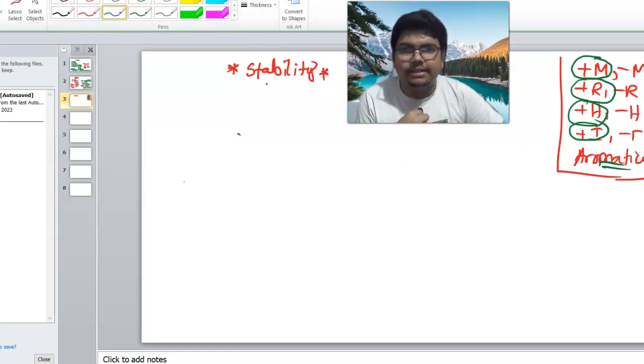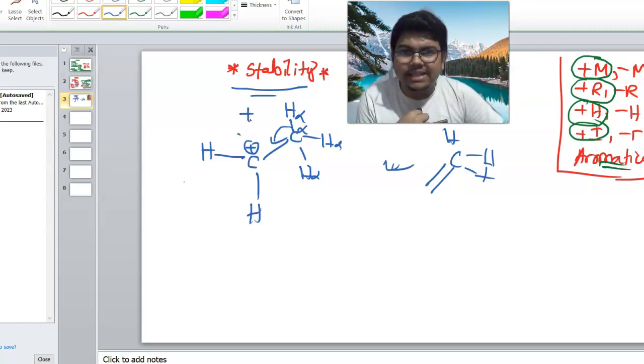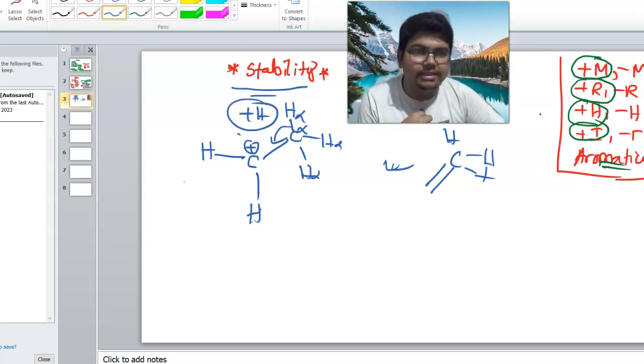Among all these effects, there are a few that stabilize a carbocation. Suppose there is a carbon with a methyl group, CH3, and two H. This is the carbocationic carbon. This carbon is the alpha carbon, the one in close vicinity of the carbocation, and these three are alpha hydrogens. These alpha hydrogens can donate their electron pair through hyperconjugative structures. You all know that. So this is the plus H effect. The plus H effect stabilizes the carbocation.